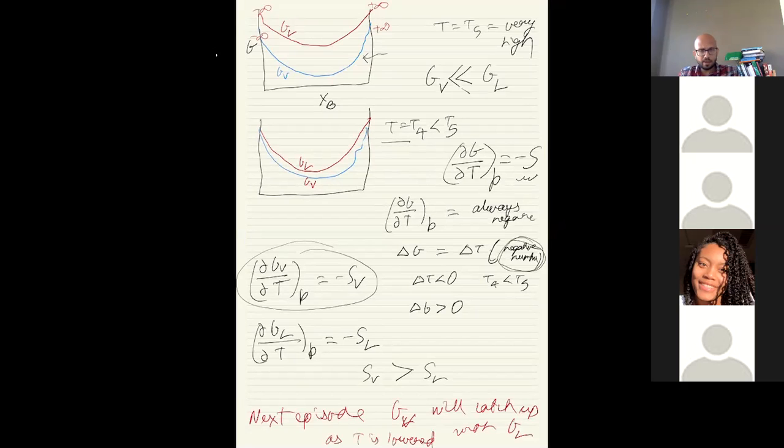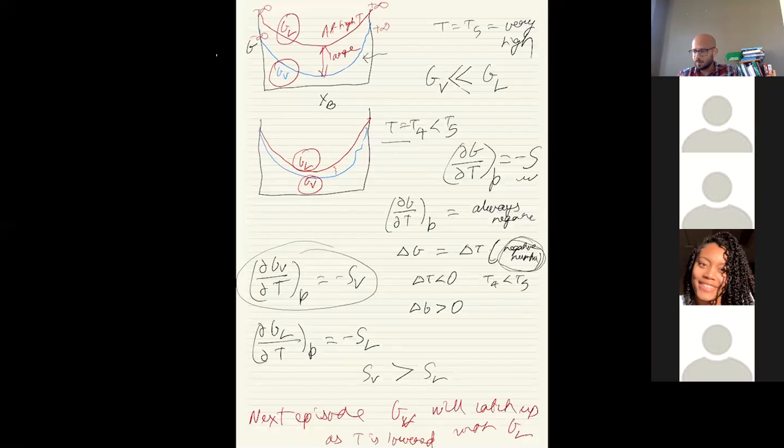So the point we are building here, can you state which G is on the top and bottom for both graphs? This is GL, this is GV. At a very high temperature, the difference between them is large. As the temperature goes down, the difference between them starts to reduce. Why? Because both of these curves move upwards due to entropy. The lower curve, the liquid curve, however, moves a little bit while the vapor curve moves a lot.